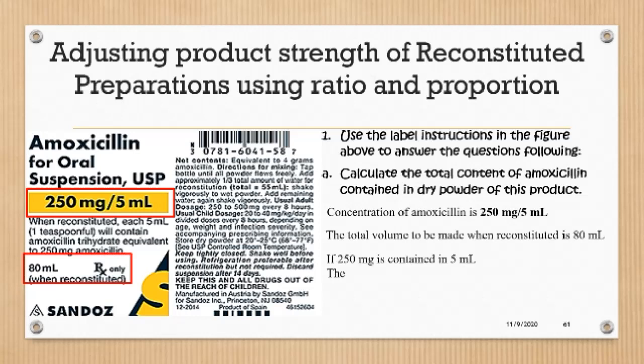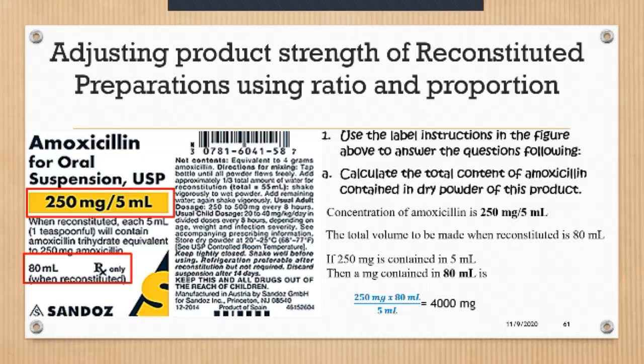So if 250 milligrams of amoxicillin is found in 5 mils, then the amount that would be found in the 80 mils once reconstituted would be 4 grams or 4,000 milligrams. Now, does that mean that I have to reconstitute it to make the 4 grams be there? No, the 4 grams is already there. It's already in the powder. But we are using the concentration that would have resulted once we add the diluent, and the volume that would have resulted, to determine the amount of amoxicillin the manufacturer has put in that powder.